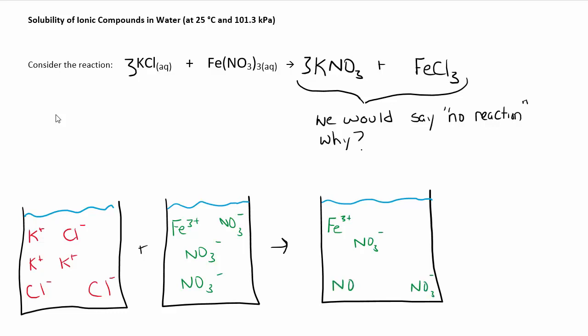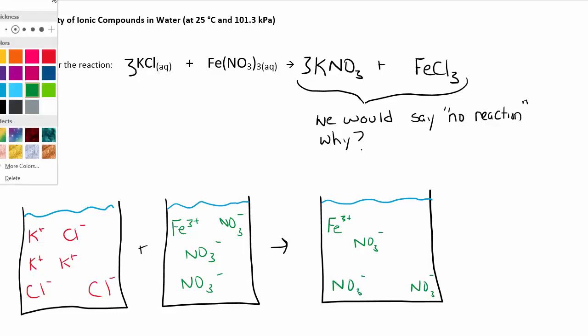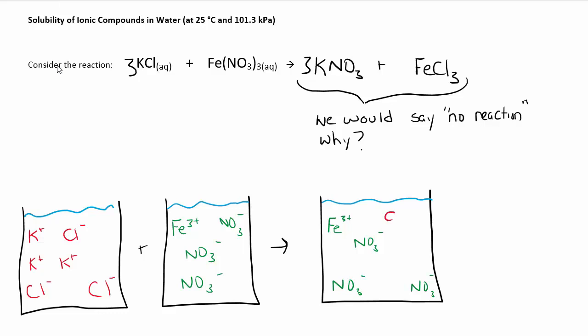If I combine both of those solutions, though, all I end up with is a solution that's double the volume that it originally was, assuming they were equal volume, and I have one that has all of the ions in it now. So this is why we would say that there's no visible reaction that has occurred, because there's no net product that comes out of this. It's simply a solution that has all of the original ions in it.